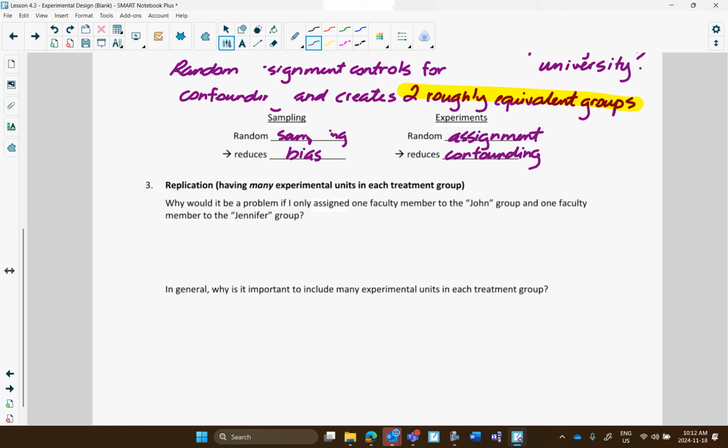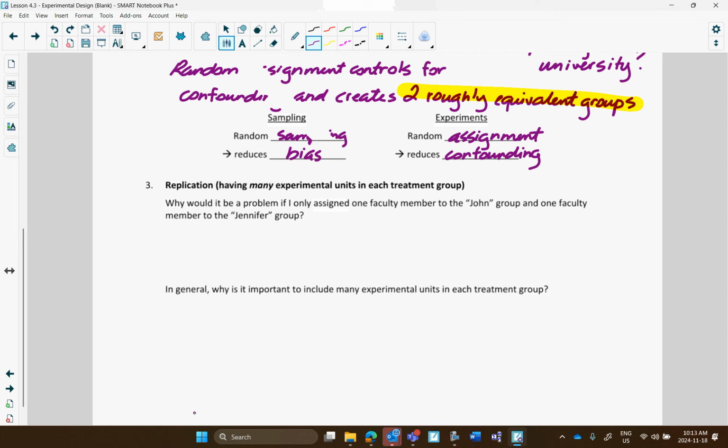Because what if you only assign one faculty member to the John group and one faculty member to the Jennifer group? Well, there could be such a difference between the two. There'd be all sorts of confounding going on. We need more than one. Okay? But is that not just to do the experiment over and over again? No. Well, not really. Well, I see what you mean. The thing to emphasize is you're not just using one person, you're using several in each group.